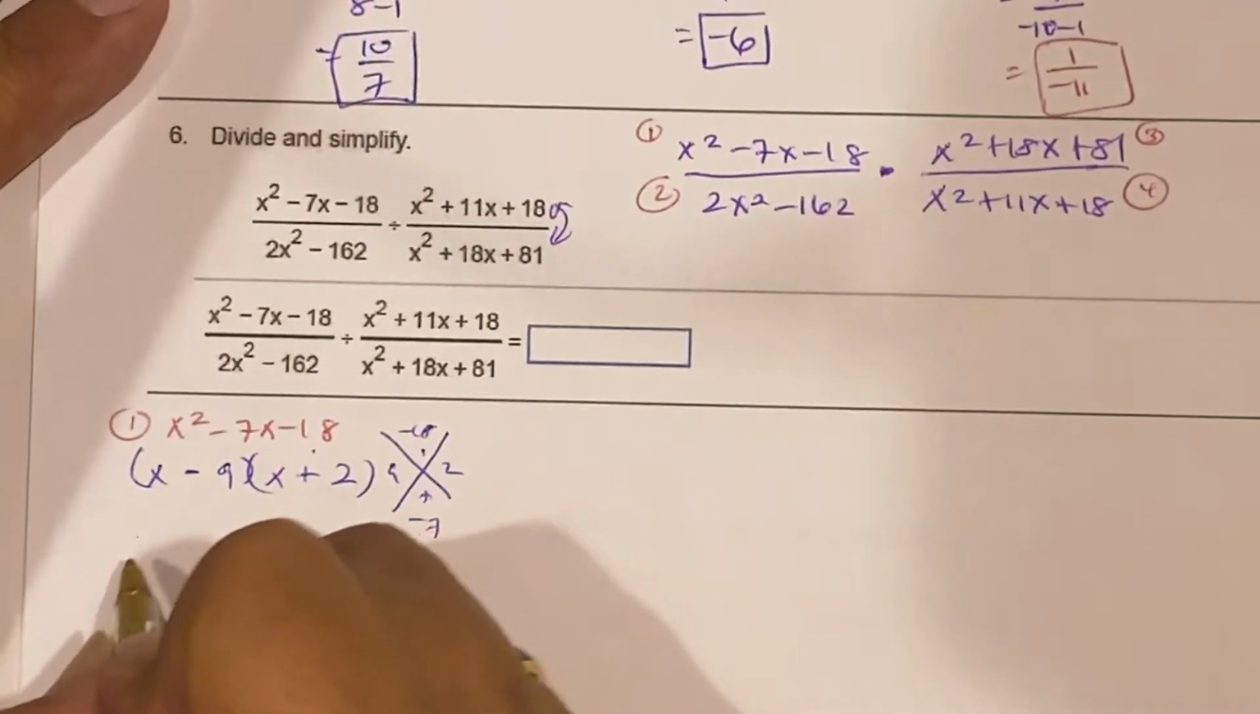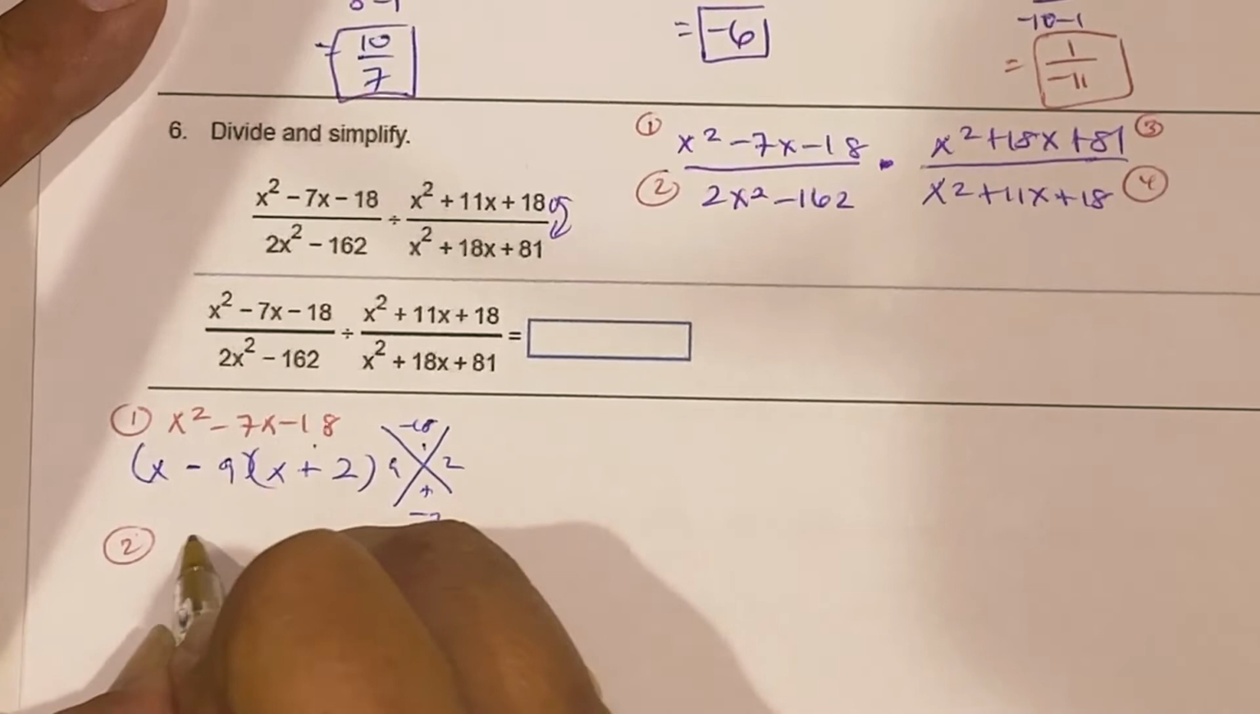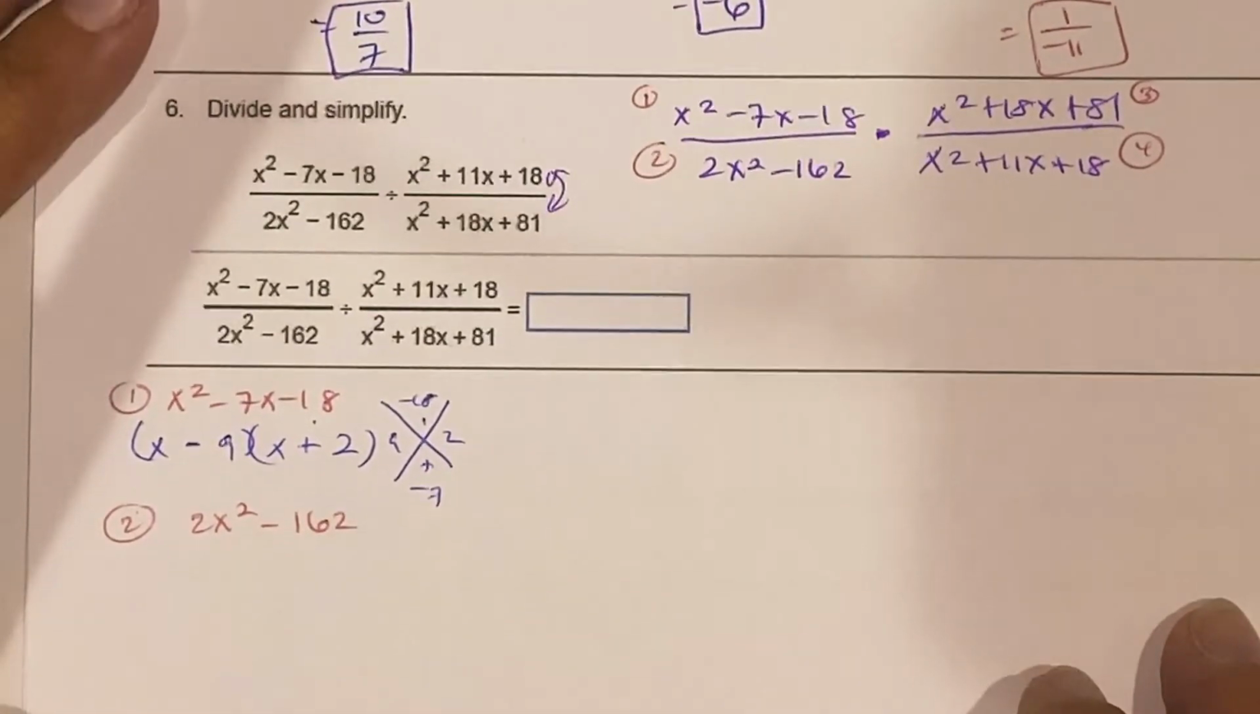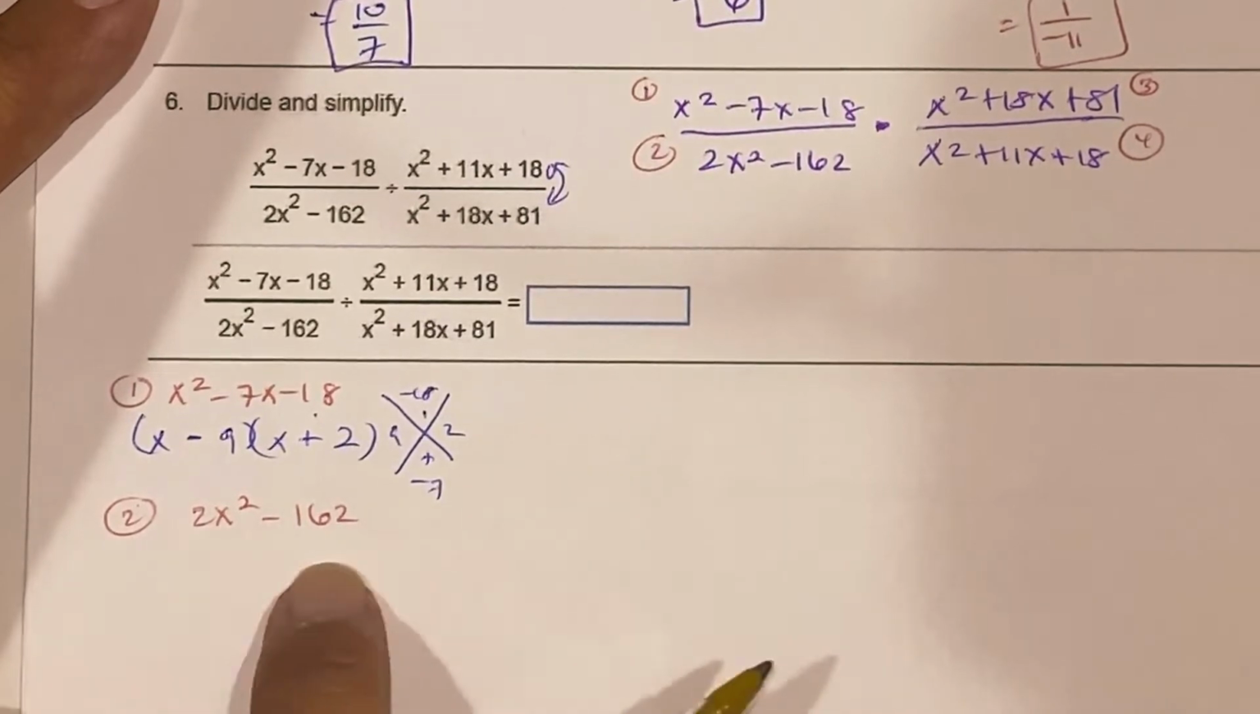Then we go to number 2. Number 2 had 2x squared minus 162. First thing I notice is that they're both even numbers.